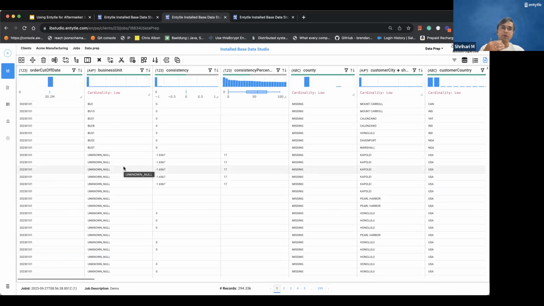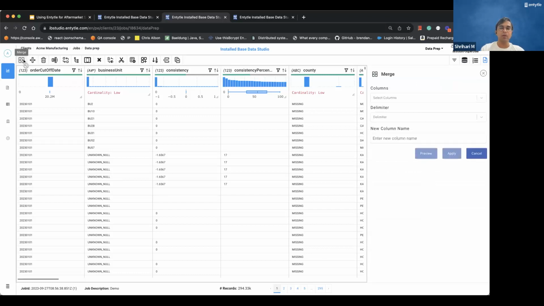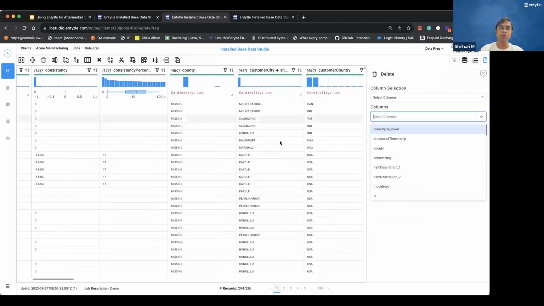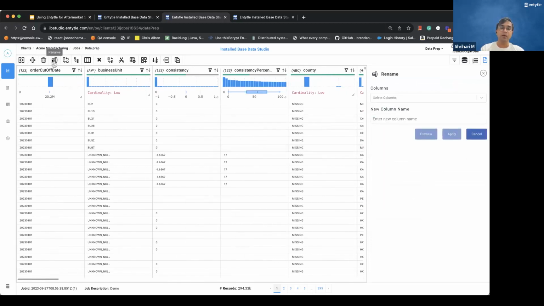Now, once I have a unified view and a profile view of my data, I can start doing different data operations. That's where no-code, low-code tools like Instabase's Data Studio come into the picture. For example, you may want to merge two columns by a specific delimiter. You may want to split a column by a delimiter. You may want to delete all the invalid columns, or a set of columns which you think are not relevant to you. For better readability, you may want to rename those columns.